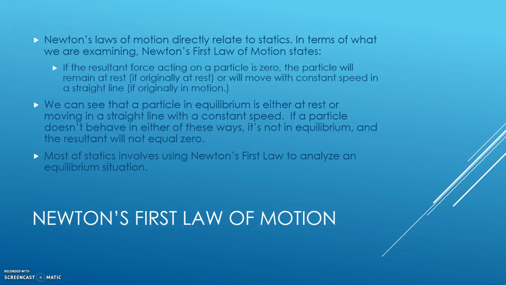So if a particle doesn't behave in either of these ways, it's not in equilibrium, and our resultant should not equal zero. So like in that last problem we had, where we had a resultant equaling something at a certain angle, okay, that is not in equilibrium. Those forces together are going to cause some motion at that bolt, in that specific direction. So most of statics does involve using Newton's first law to analyze an equilibrium situation.